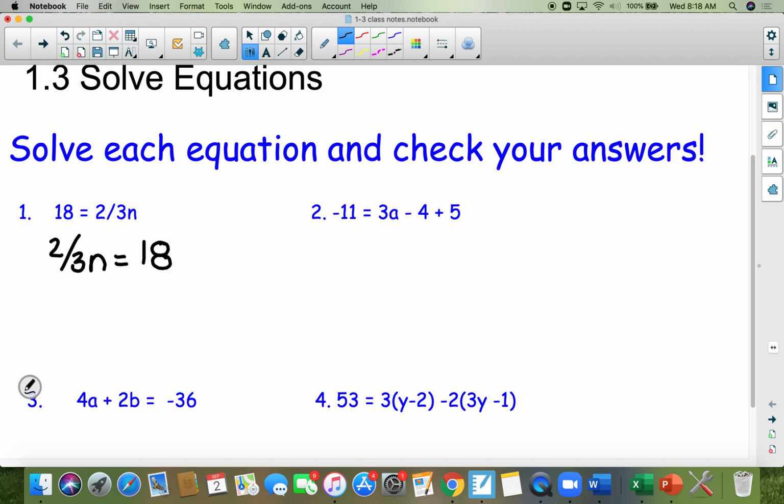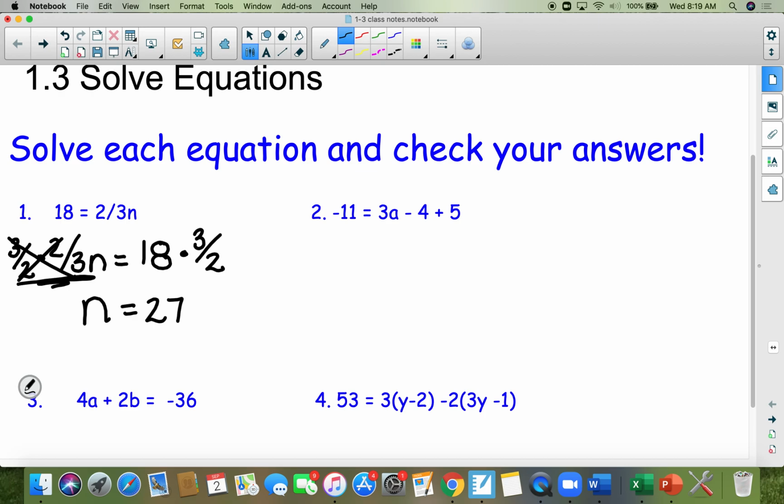What I do is multiply by the reciprocal of 2/3. The reciprocal of 2/3 is 3/2. All I did was I changed the numerator into the denominator and the denominator into the numerator. It's called the reciprocal. And whatever you do to one side of your equation, you have to do to the other side of your equation. By multiplying by the reciprocal, the 2 and the 3's cancel out, and you only have an n left. And if you don't know what 18 times 3/2 is, you can use your calculator, but I want you to show your work, at least this part, and you're going to end up getting 27.